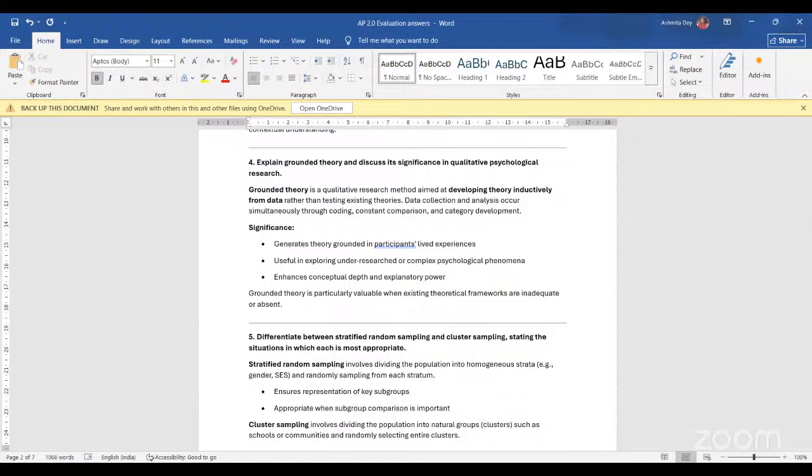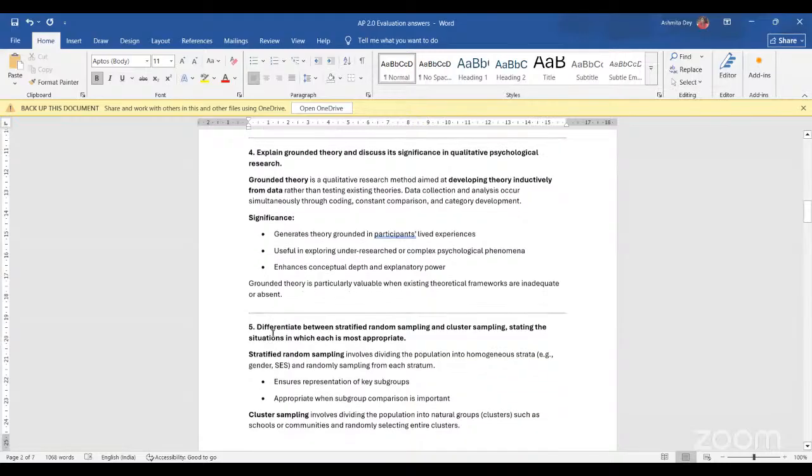It is useful in exploring under-researched or complex psychological phenomena and also enhances the conceptual depth and the explanatory power of the theory. So grounded theory is particularly valuable when existing theoretical frameworks are inadequate or absent, and therefore new theory needs to be developed that is grounded in data, as in that is based upon the empirical evidence that is being found. Okay, is this understandable? Yes, ma'am.